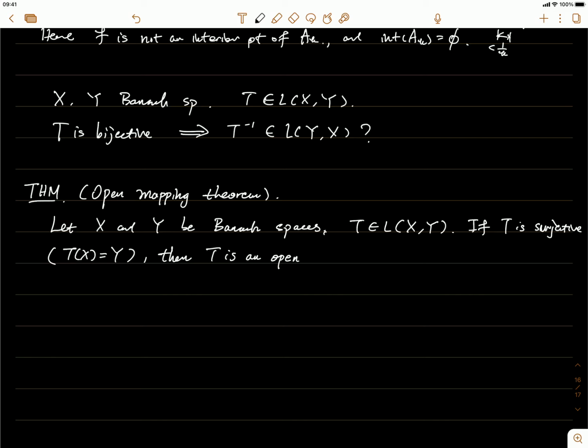The open mapping means that it maps every open set to an open set. That means for any set W that is open in X, then TW is open in Y. In this case, we say T is an open mapping. So if X and Y are Banach spaces and T is a bounded linear mapping from X to Y, then as long as T is surjective, we know that T is an open mapping. This is what we're going to prove, and from there, I'm going to answer the question earlier.